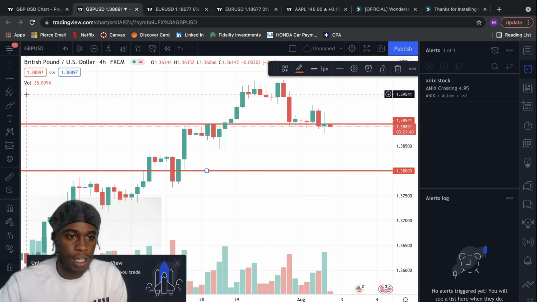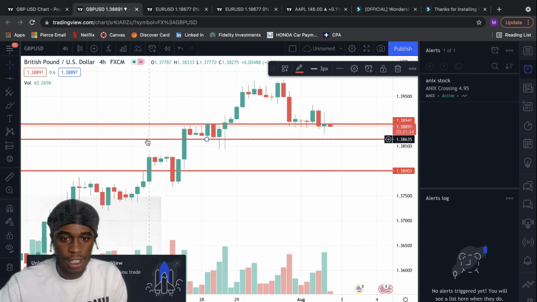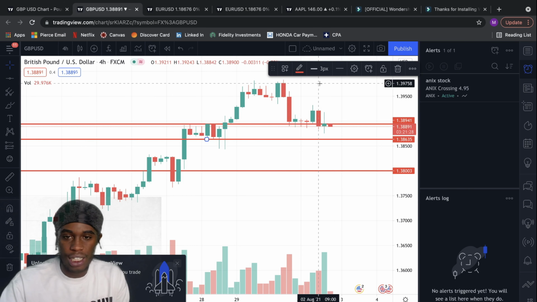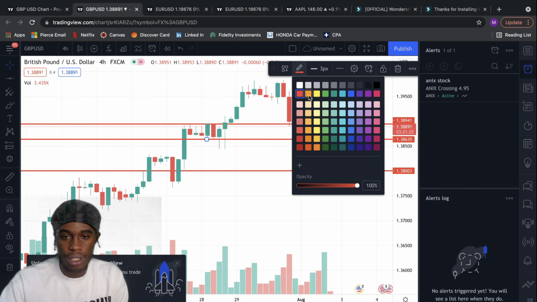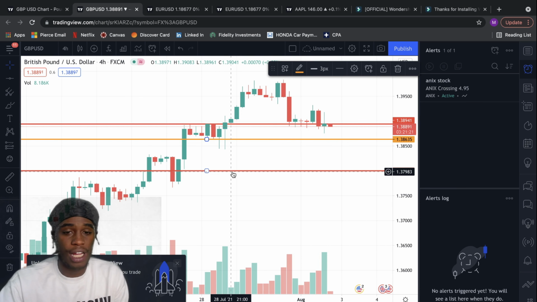And I'll even make a mini one right here, just in case, even a little riskier one. All right, I'll probably move it like right there. I'll change this color, maybe to orange, right? So this is my main support line, and this is my main resistance line.